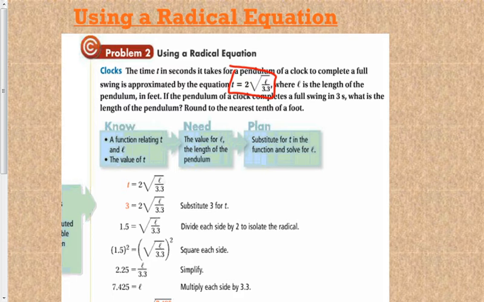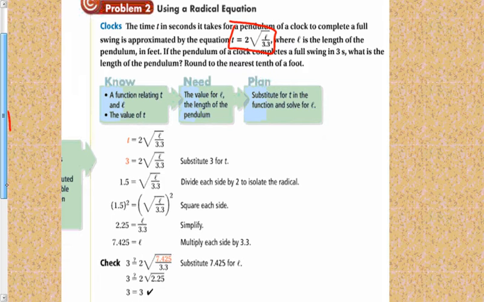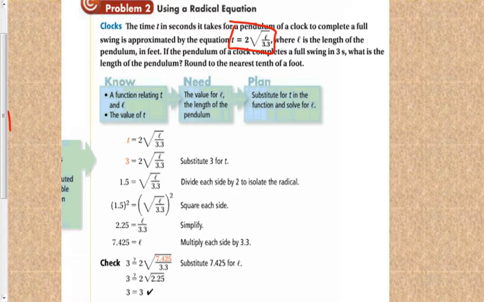For some reason it works, interestingly enough. In this example, it gives you the time it takes to do a full swing, and you have to figure out the length of the pendulum. We're not going to work through this one right now, but it is a very realistic, very real formula that's used in science that deals with pendulums. Very interesting to me. It has to do with radical equations.